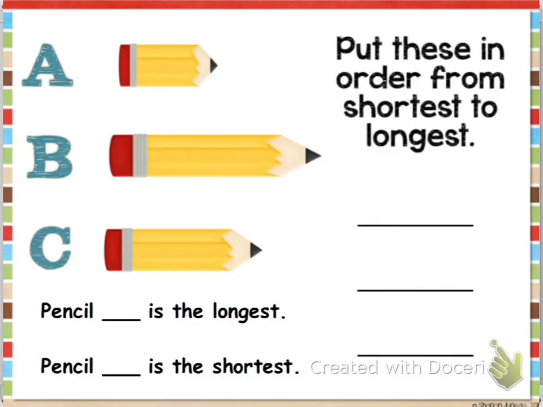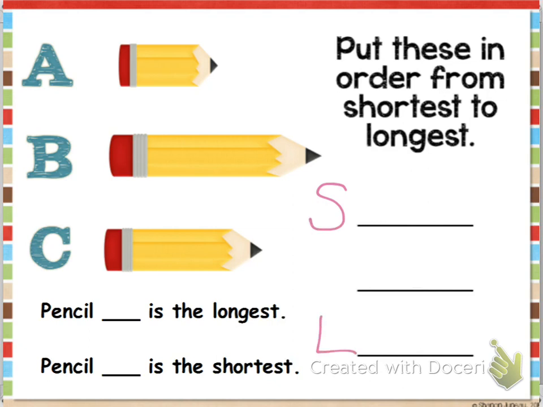Now, let's look at this piece. We have pencil A, pencil B, and pencil C. So looking at this, we can see that we're going to put these from longest to shortest. From shortest to longest. So the first one needs to be the shortest, and the last one needs to be the longest.